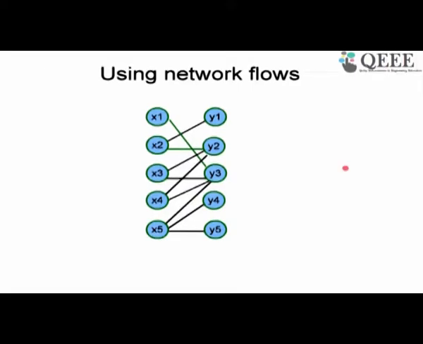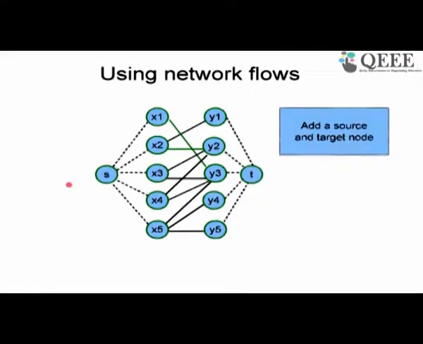You don't have to use flows, but the most elegant algorithm, very easy to reason about and prove everything for matching, is by using flows. How do I use flows to do matching? I add a source vertex S, I add a target vertex T, I connect S to all the X's, I connect T to all the Y's, right? Y is one side of the graph, X is the other side of the graph, and make all these edges directed like this.